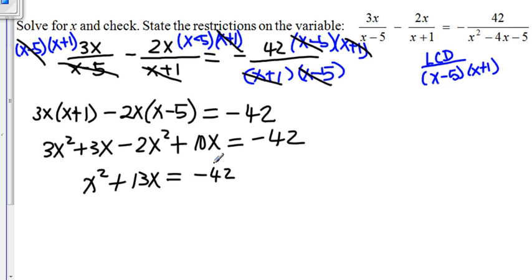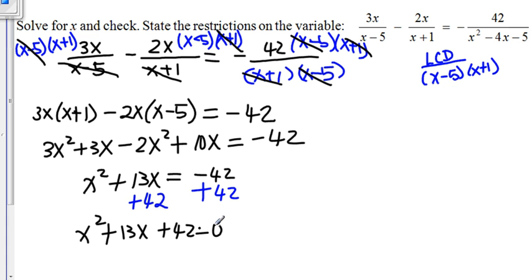Now we are going to put everything on one side, so we are going to add 42. Make sure we are using the opposite signs. So we add 42 on both sides. Therefore we get x squared plus 13x plus 42 equal to 0. So this is a trinomial again, and in order to solve it, we can factor it.